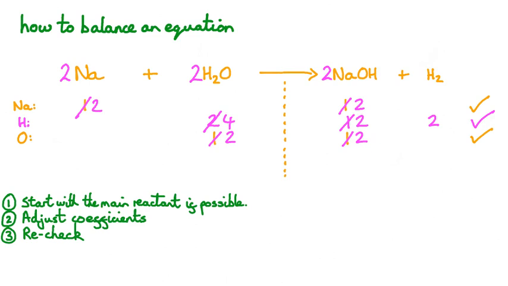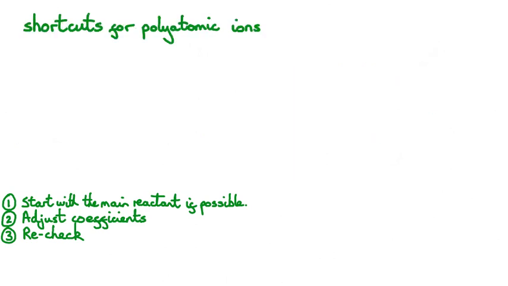Now that we know the basics of how to balance an equation, let's see if there are any tricks or tips for making this process easier. It turns out that there is a little shortcut for reaction equations which involve polyatomic ions. Remember that polyatomic ions are made up of more than one atom. Examples of polyatomic ions are nitrate, NO3-, sulfate, SO4 2-, and ammonium, NH4+.